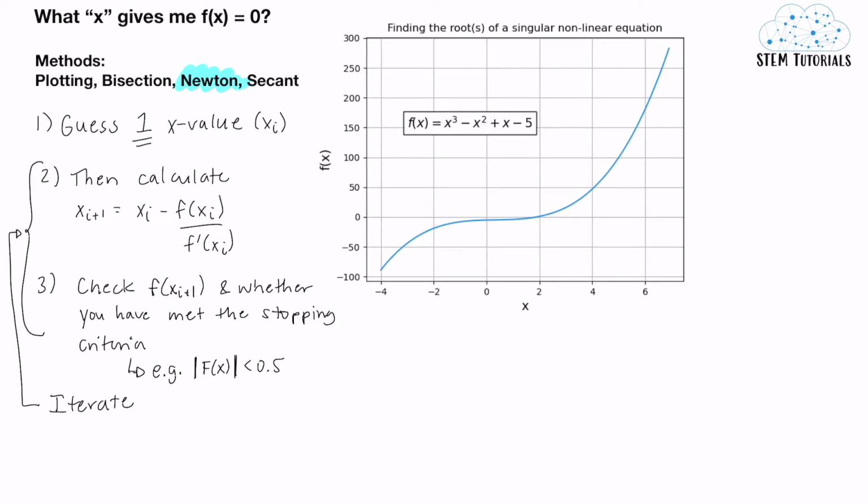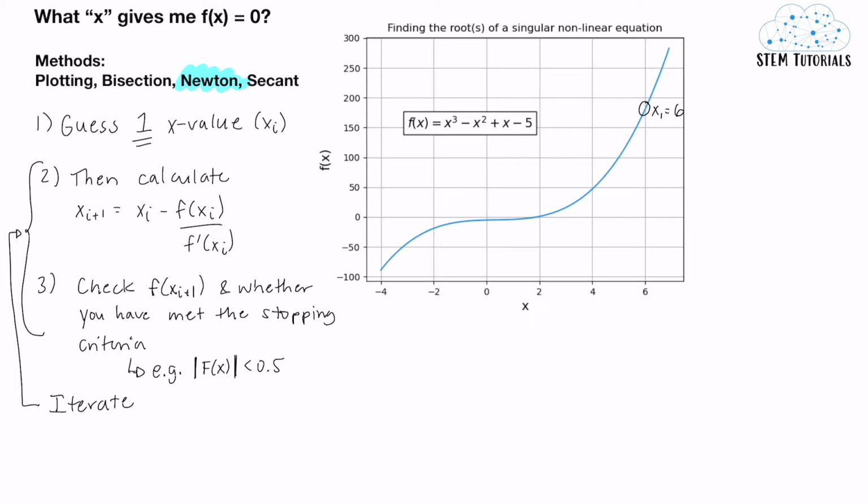So our first step is to guess one x value. This is different from the bisection method where we need two. Here in Newton's case, we only need one x value. In this example, we'll choose x equals 6, just for the sake of demonstrating what we're doing on the plot. So here we'll choose our x value, x1 equals 6.